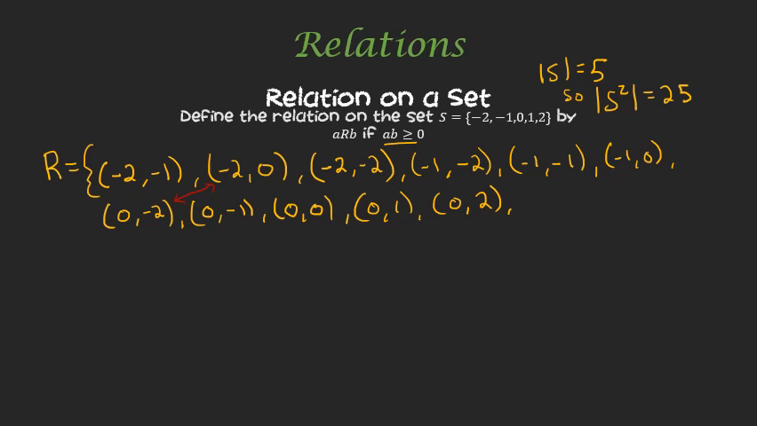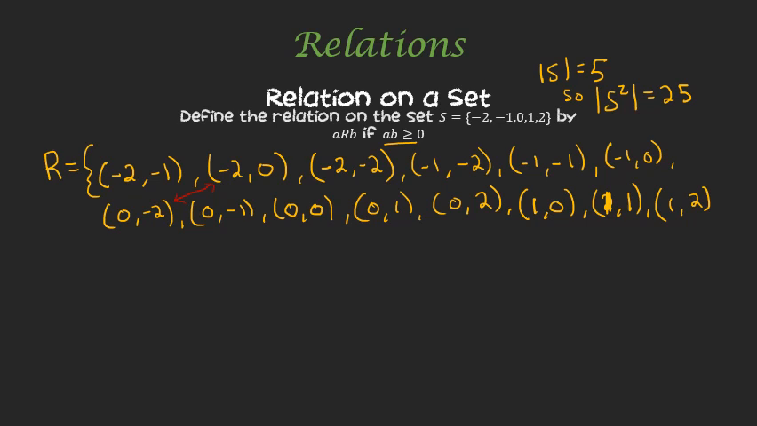So moving on to 1, well, I know that 1 won't be related to -2, and 1 won't be related to -1, since that product will be negative. However, 1 is related to 0. 1 is also related to itself. And 1 is also related to 2.